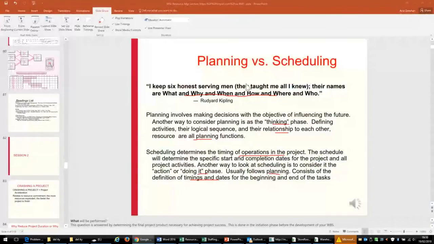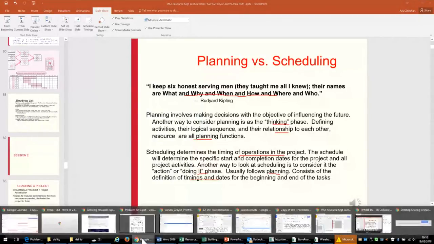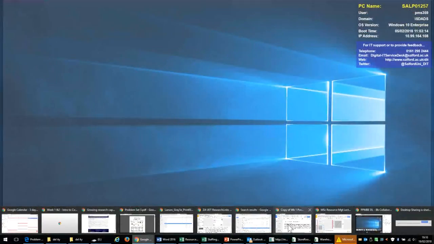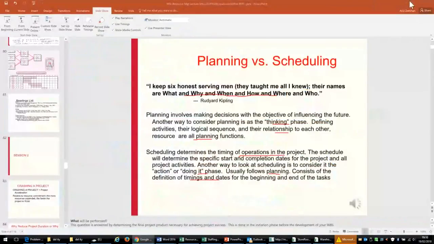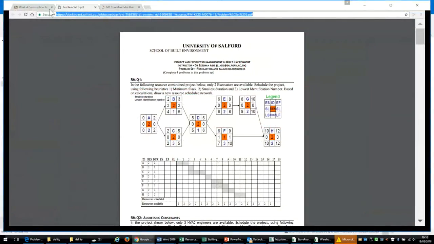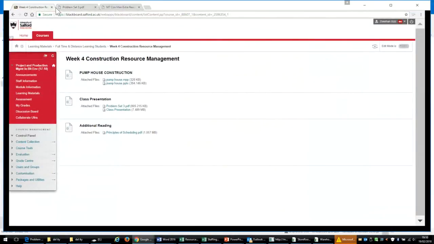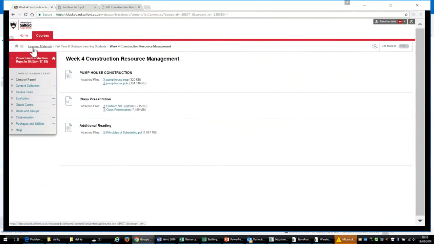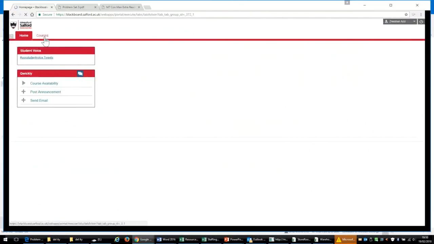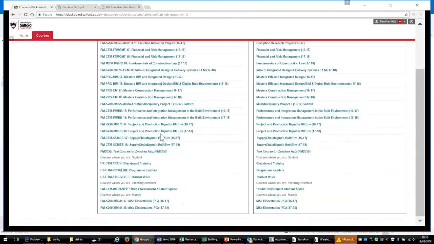So I will like to go through the module site for those of you who are struggling to get into. So this is the module website. Now, first, registered to project and production management inbuilt environment 1718. Now, Dan, I got an impression you have not got an access to this.